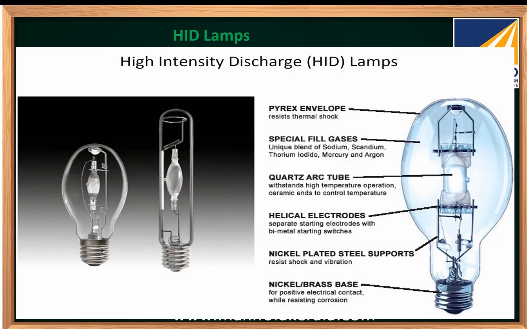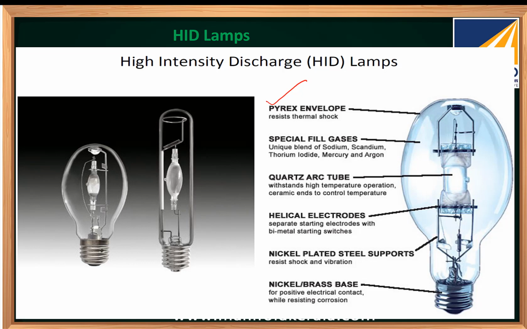Okay, so now the second type of lamps are high intensity discharge lamps. There are 3 or 4 types of high intensity discharge lamps, but most of the operating principles or the equipment are common. They have one glass envelope. This is called Pyrex envelope, which resists thermal shock, that is heat shocks it will absorb.